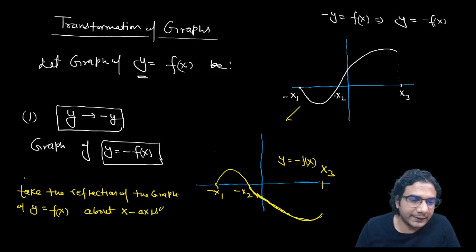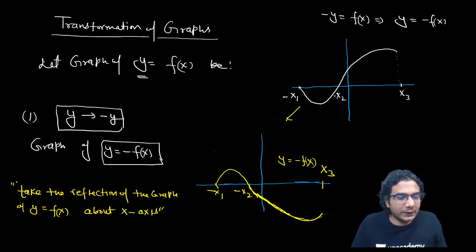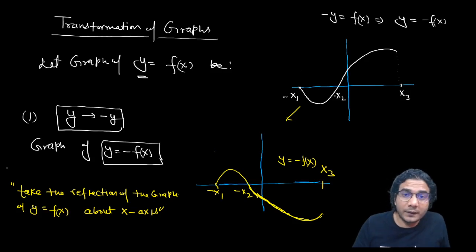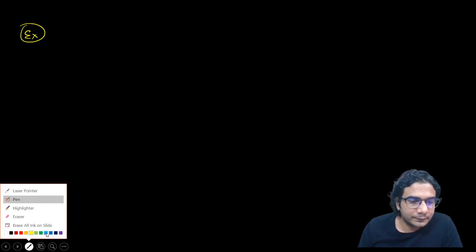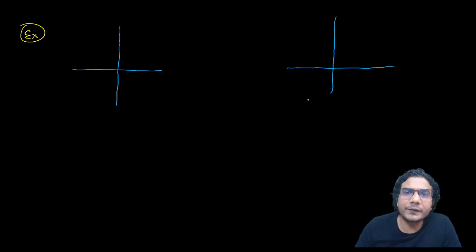Okay. So this is the transformation. That means you need to take the reflection of the complete graph of y is equal to fx about the x-axis. Then you'll get the graph of y is equal to minus fx. For example, I'll give you some examples for this. So we are going to take some standard graphs like x square, ln x, e raised to x, mod of x. So I'm going to use these graphs for examples.